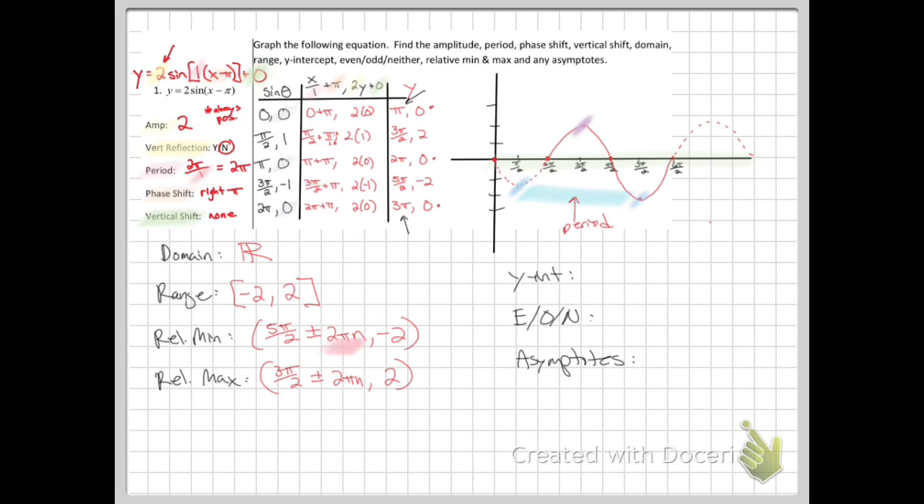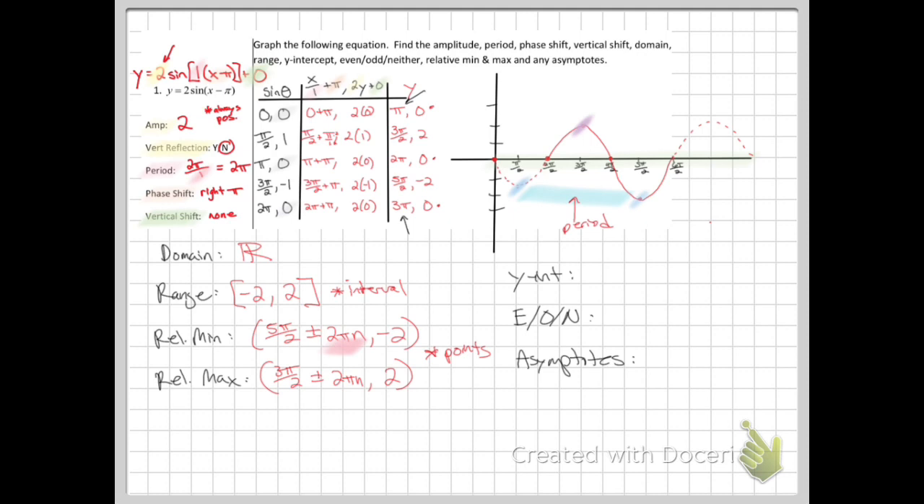Notice that these are parentheses. That's because these are points. So these are always parentheses. This is an interval. Domain and range are intervals, so sometimes those are brackets. But mins and maxes are points, so always use parentheses.